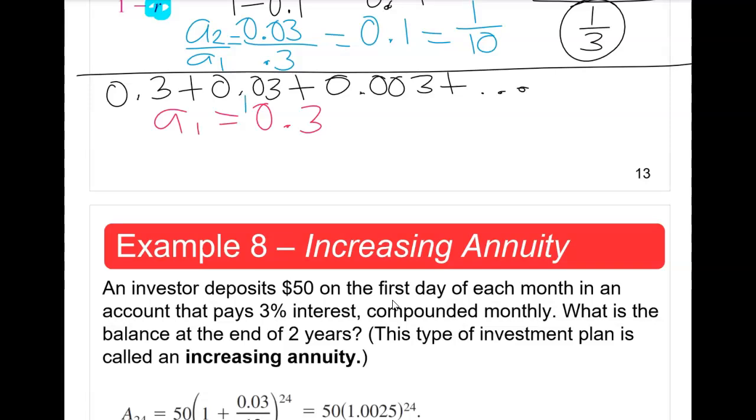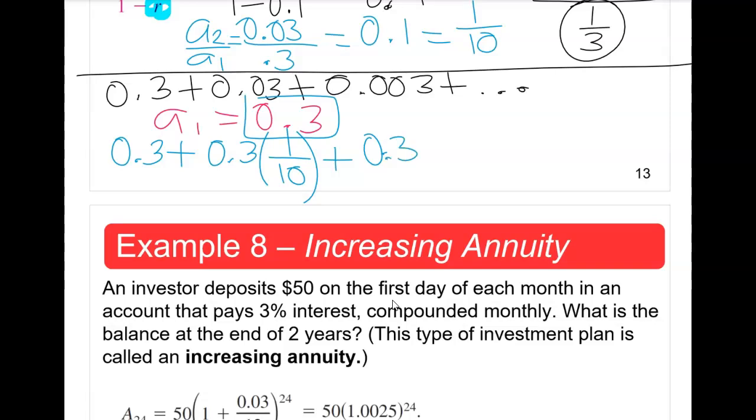The first term being 0.3, and then the second term will be the same as 0.3 times 1/10. And then the next term will be 0.3 times 1/10 squared. And so on. So anyways, those are different ways to look at it. So I can use the common ratio as 0.1 or as 1/10.